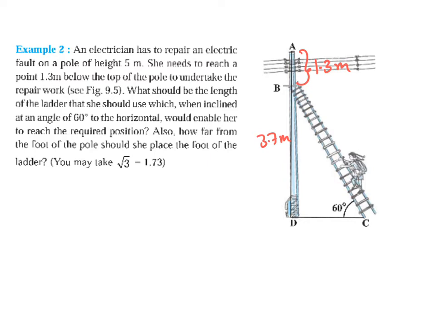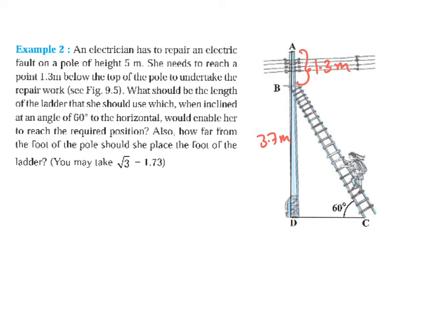So let's continue with our problem. What should be the length of the ladder that she should use, which, when inclined at an angle of 60 degrees to the horizontal, would enable her to reach the required position? Also, how far from the foot of the pole should she place the foot of the ladder? You may take root 3 as 1.73.